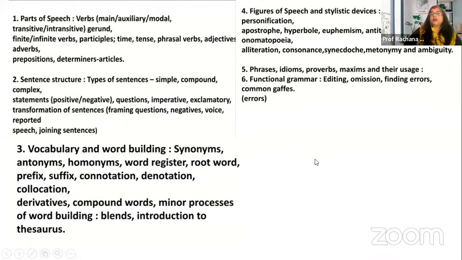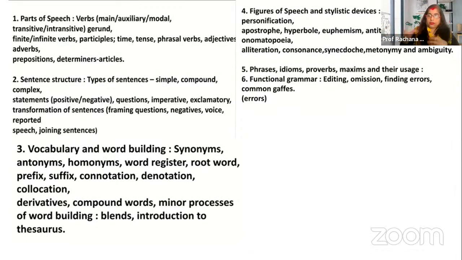So here you can see parts of speech is there wherein you will be asked about the verbs. Mainly in the parts of speech, what is important? Verbs in detail. You should know the main verb, auxiliary verb, modal auxiliary, transitive and intransitive verb. Then the gerunds, then finite verbs, non-finite verbs, participles, and time, meaning the tense, which again comes in verbs. Then the phrasal verb, adjectives, preposition, determiners, and articles.